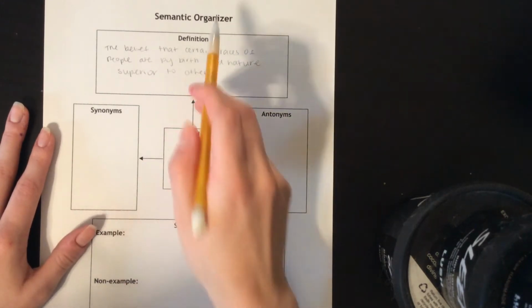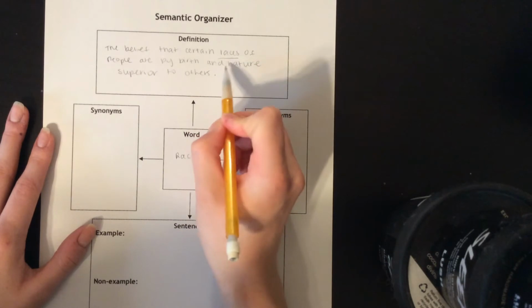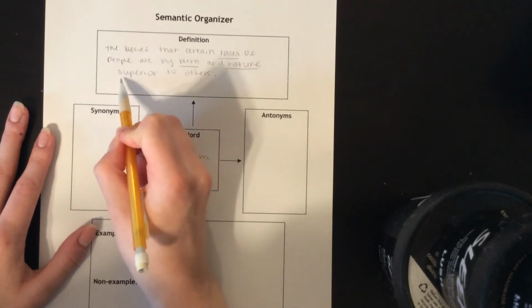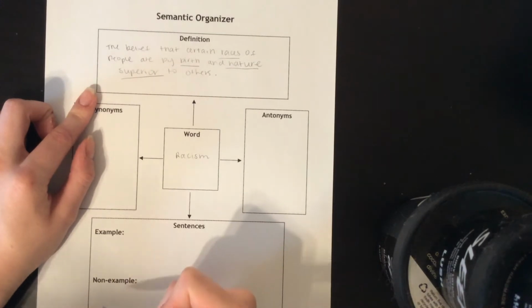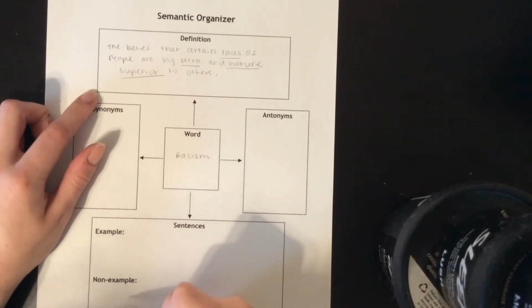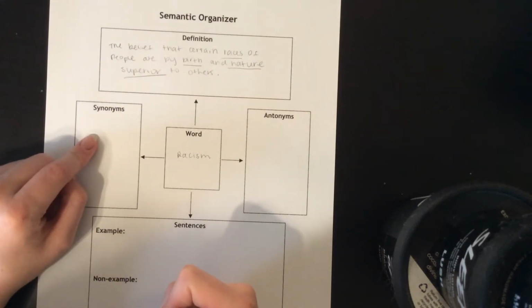When having my students fill this out, I would probably encourage them to underline important words within the definition that could help them understand the meaning. So I'd probably put races, nature, birth, superior, to help them understand the meaning if they really needed to break it down. Next, we could work on some synonyms.